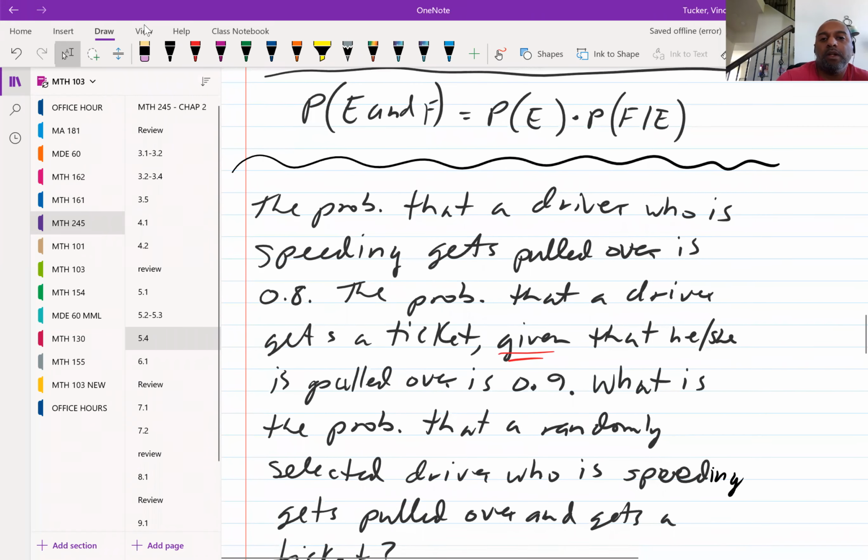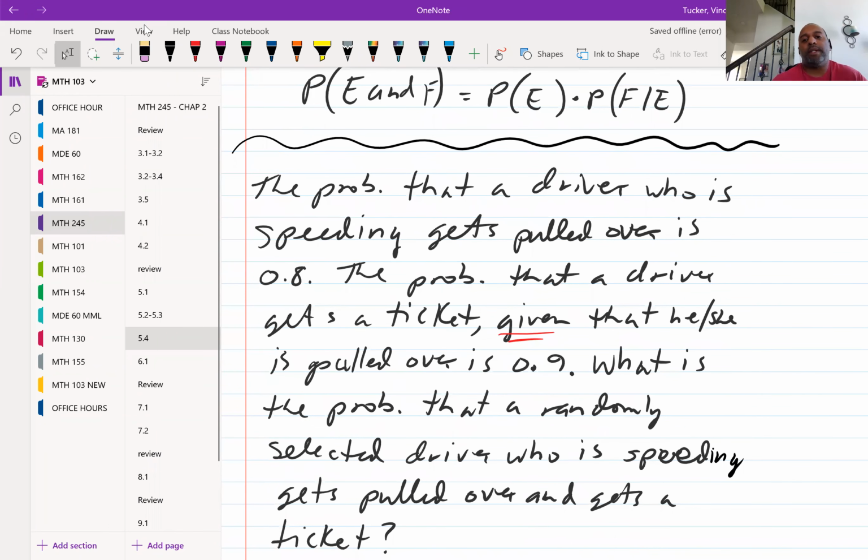All right. So the probability that a driver who is speeding gets pulled over is 0.8. The probability that a driver gets a ticket, given that he or she is pulled over, is 0.9. What is the probability that a randomly selected driver who is speeding gets pulled over and gets a ticket?